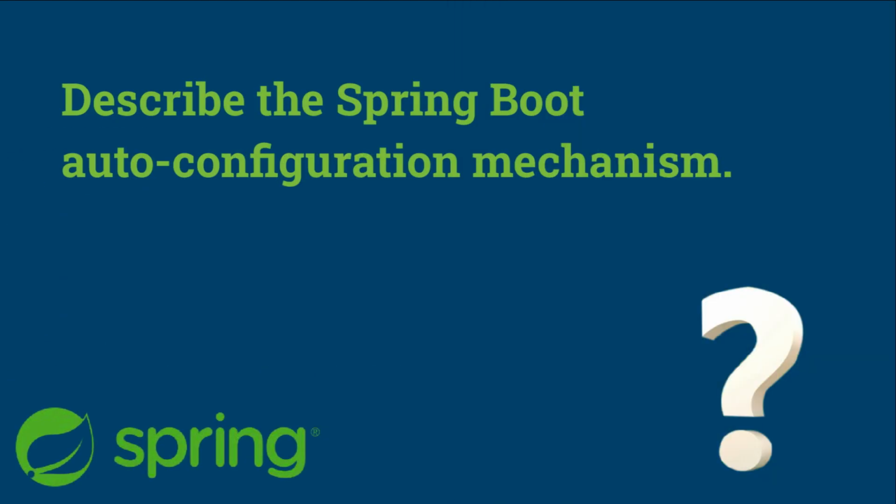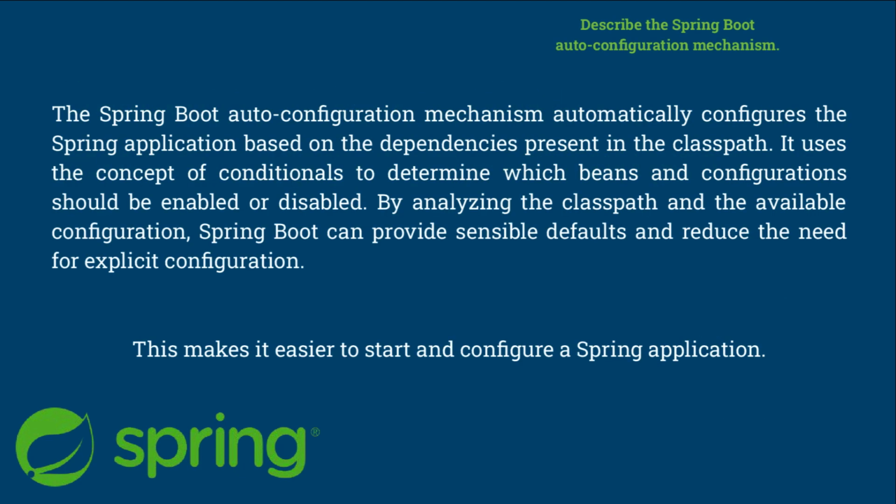First question, describe the Spring Boot auto-configuration mechanism. The Spring Boot auto-configuration mechanism automatically configures the Spring application based on the dependencies present in the classpath. It uses the concept of conditionals to determine which beans and configurations should be enabled or disabled.